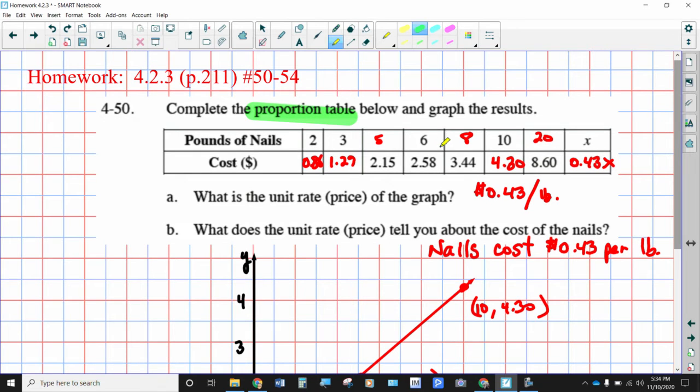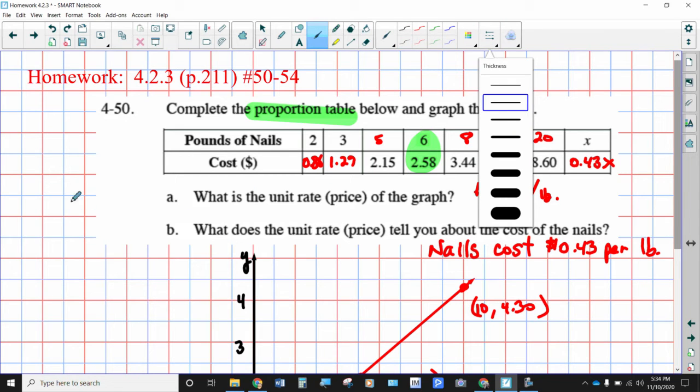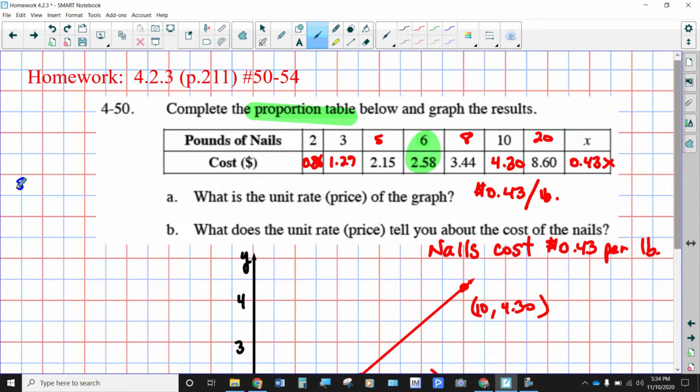So let's look for what we know. This is the one that's going to give us the information we need. If we're going to figure out what the unit rate is, that constant multiplier, we're going to have to say, all right, well, it's $2.58 for 6 pounds. How much would it be for 1 pound? And to do that, we just do the division.